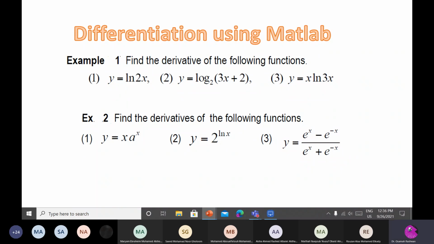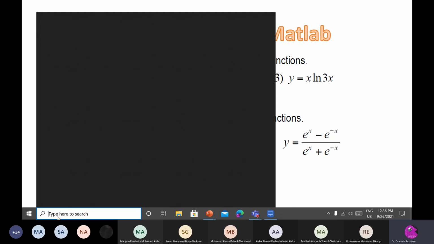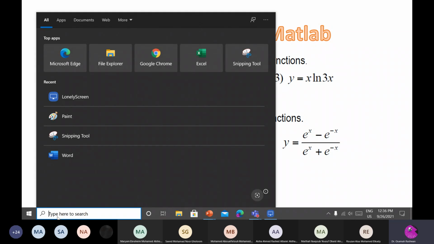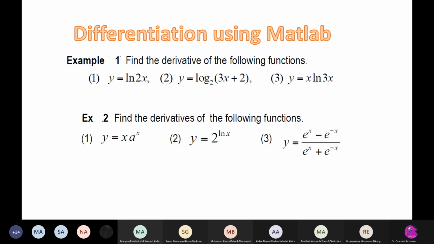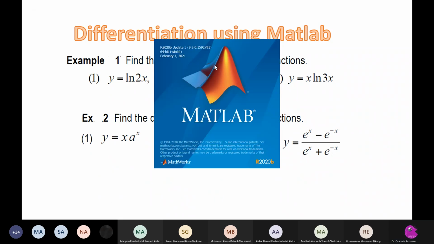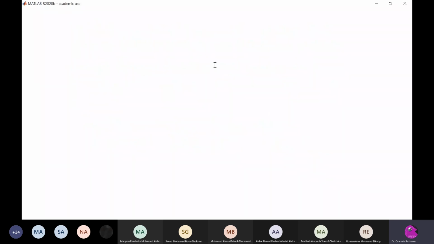Let's go for how to use Matlab. If you didn't see the Matlab before, please go to the App Store, okay, and write Matlab and download this software using your Gmail or any email. You can download it and open it. It's asking you to register using email.